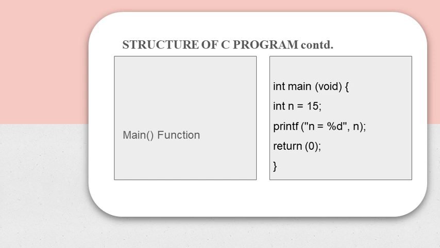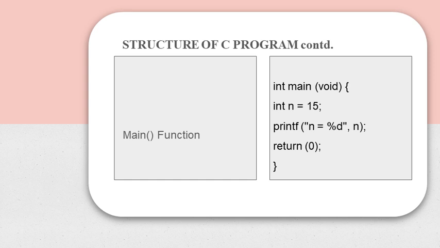The main function typically returns an integer value, which serves as an exit status to the operating system. So, a return value of 0 indicates successful execution, while a non-zero value denotes an error or abnormal termination. The parameters are optional to the main function, and here you can see our main function has no argument, so it is mentioned as void, and it has a return type integer.